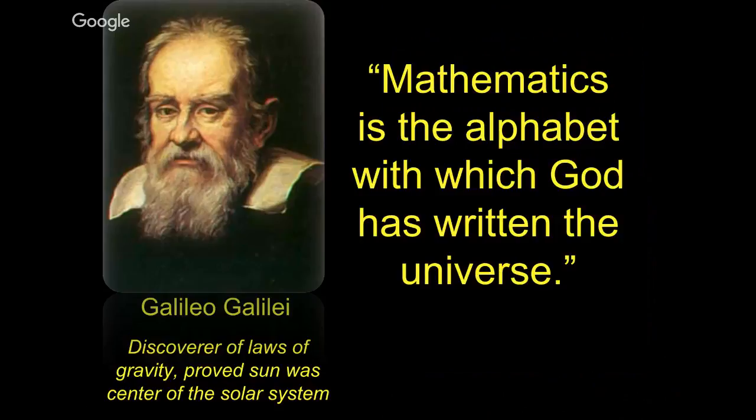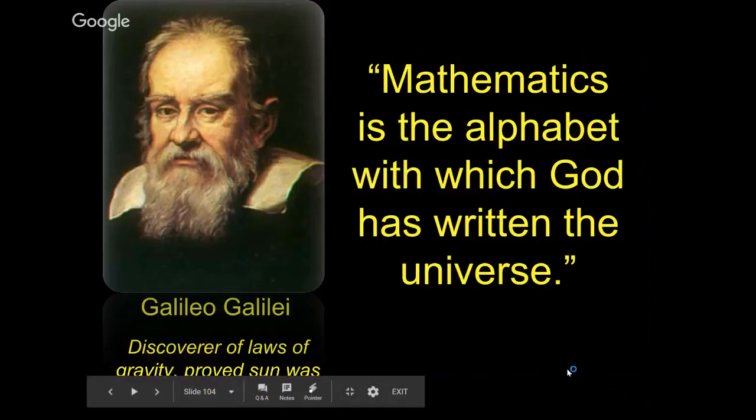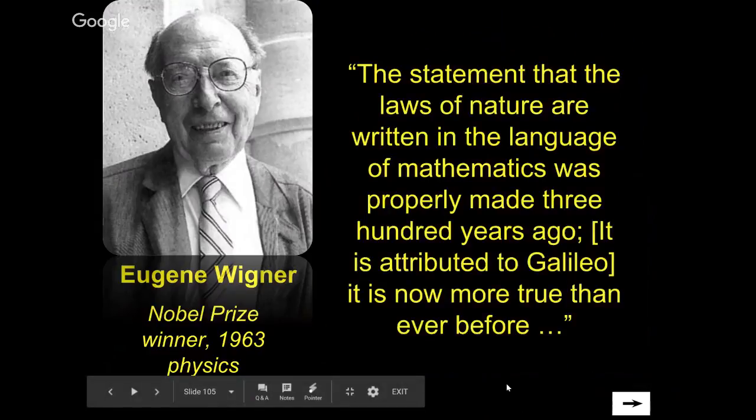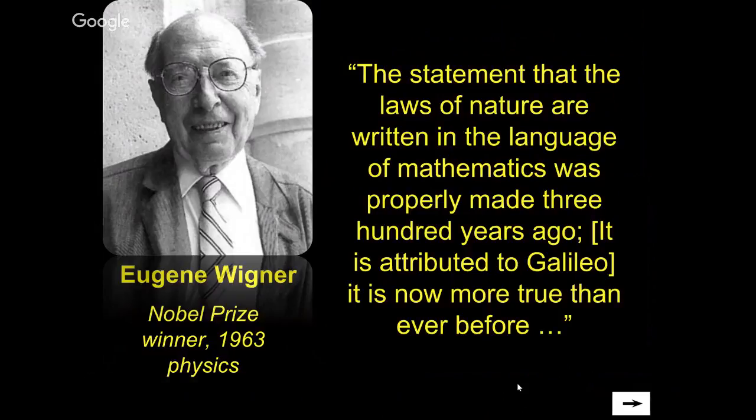But some people have criticized him. They've said, "Oh, Galileo, yeah, his ideas are really kind of old." All right. So let's take a modern man. This is Eugene Wigner, and he won a Nobel Prize. Nobel Prize, top of the line. And look what he said: "You know the statement that the laws of nature are written in the language of mathematics was properly made 300 years ago? It is now more true than ever before."